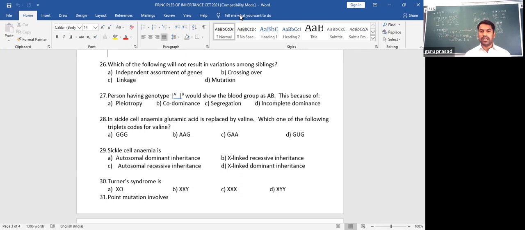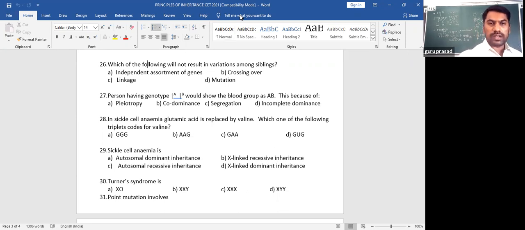So XO condition. XXY, XXX, XYY are related to Klinefelter syndrome. Under that, particularly and more often common is XXY. XXX is called super females, XYY is called super males. That is a very rare condition. XXY is the most common condition among humans.